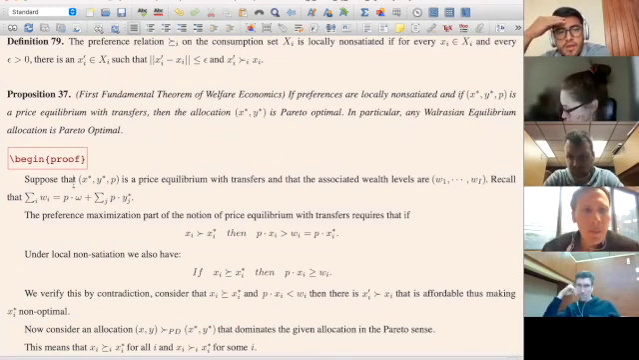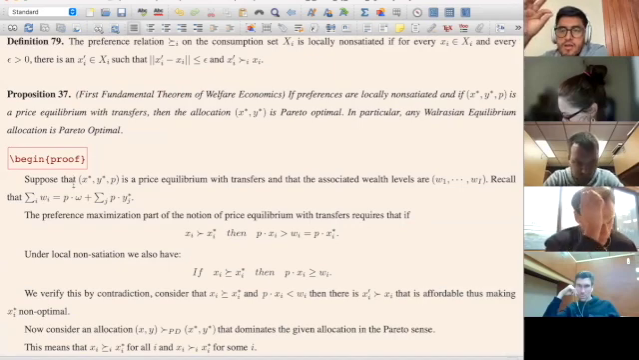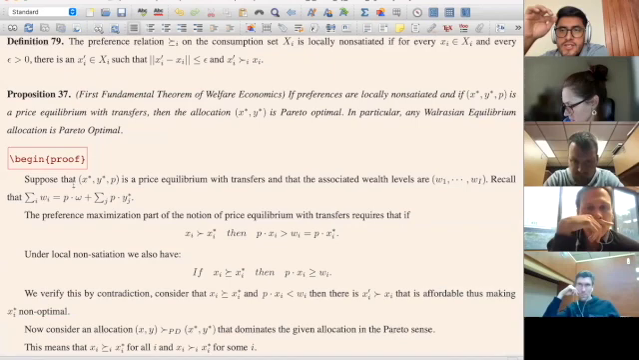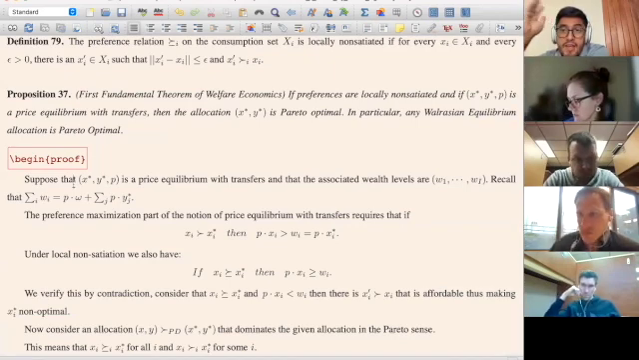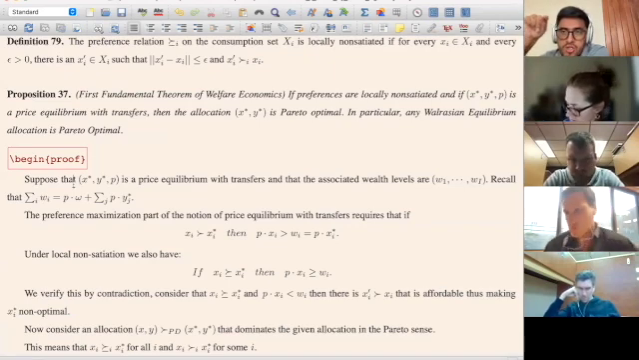So we know this. Now, the preference maximization part of the notion of price equilibrium with transfers requires that if there is some x_i for individual i such that x_i is strictly better than the allocation x_i*, then due to local non-satiation, and this is the important part, this is where I use local non-satiation.